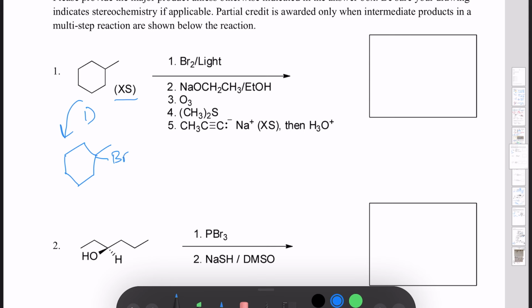So that's what we get when we do step 1. In step 2, we have sodium ethoxide in ethanol solution, and we have to ask ourselves, what type of reaction is this? Well, if I ignore the sodium and just look at the ethoxide anion in solution, we know that the ethoxide ion is actually quite a strong base, and it can actually allow us to do an E2 elimination.